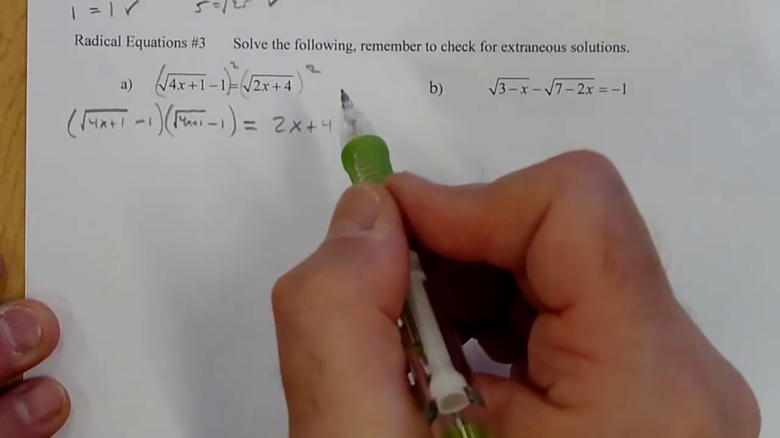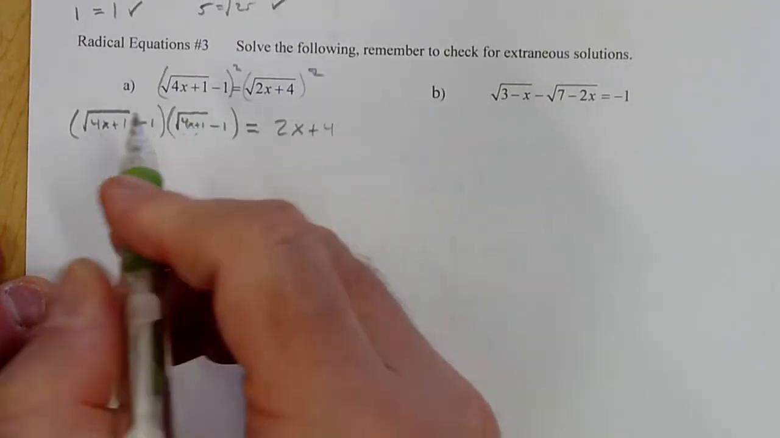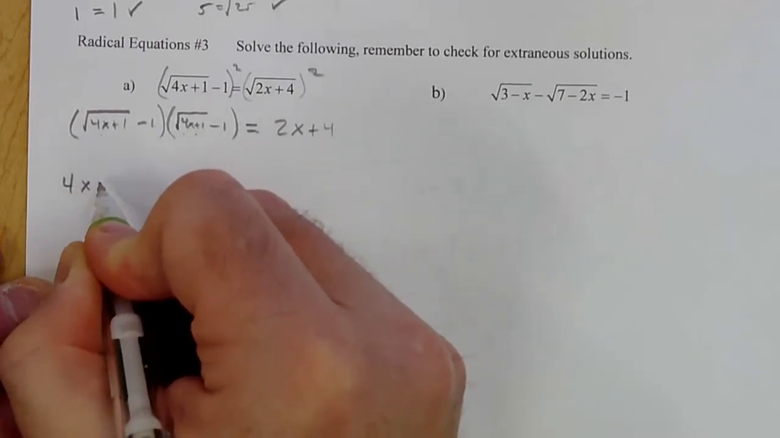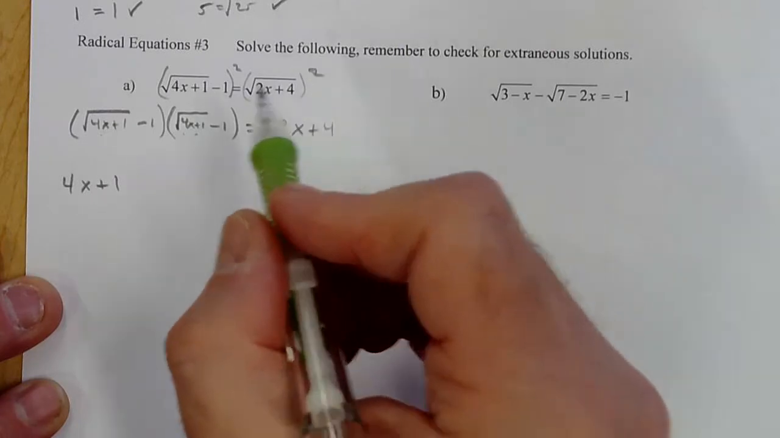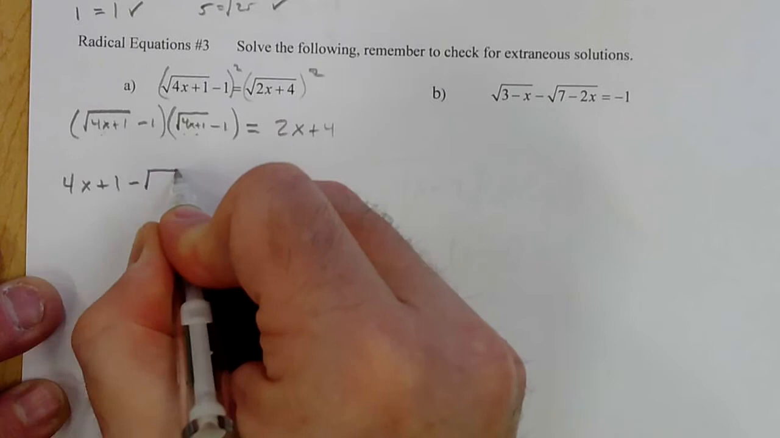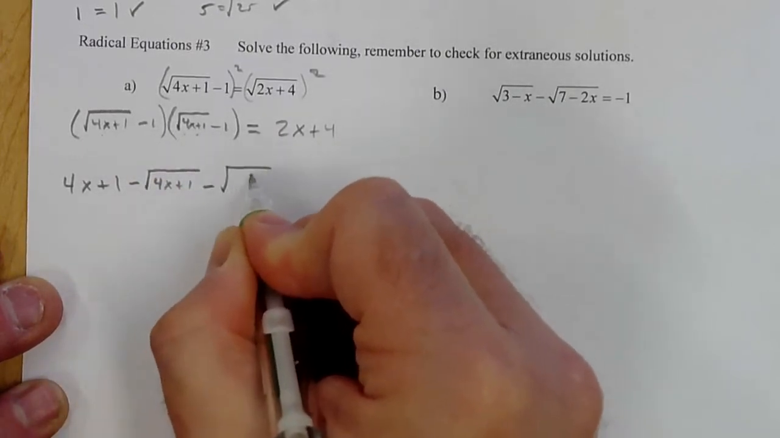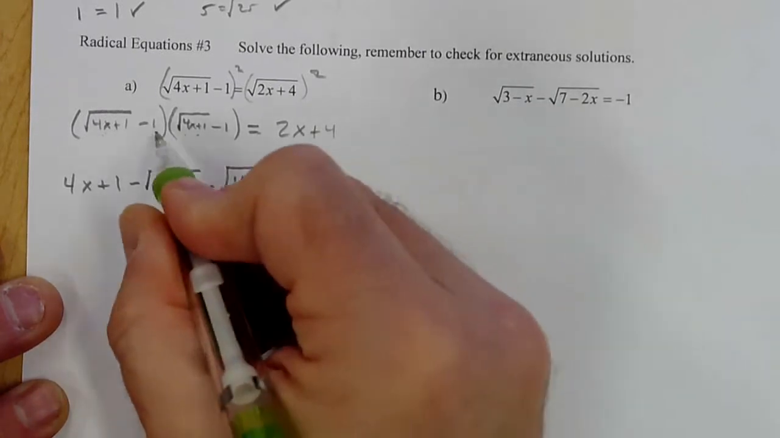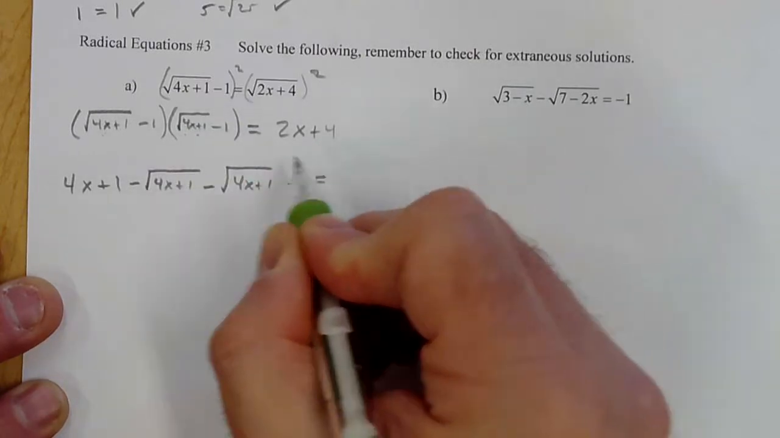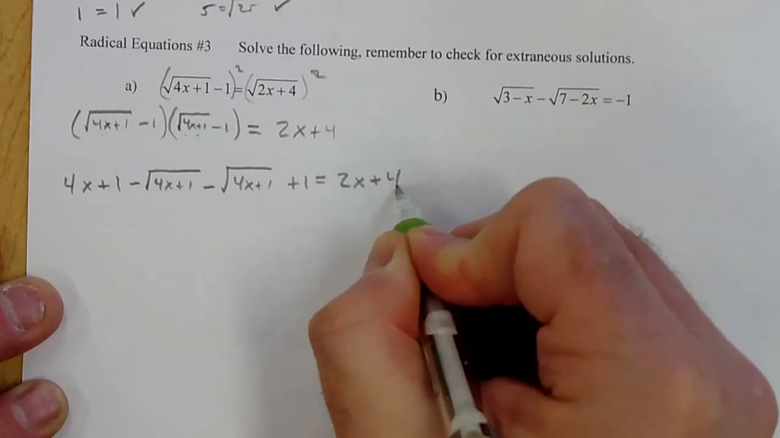But back in the 80s, we did FOIL, and FOIL worked like this. First terms, I multiply the first terms, and I get what's inside the square root, because anything times itself on a radical symbol is just the stuff on the inside. On the outside here, -1 times that square root would be negative square root of 4x plus 1. Then I'd have another negative square root of 4x plus 1. And lastly, I'd have a plus 1 when I multiplied -1 times -1.